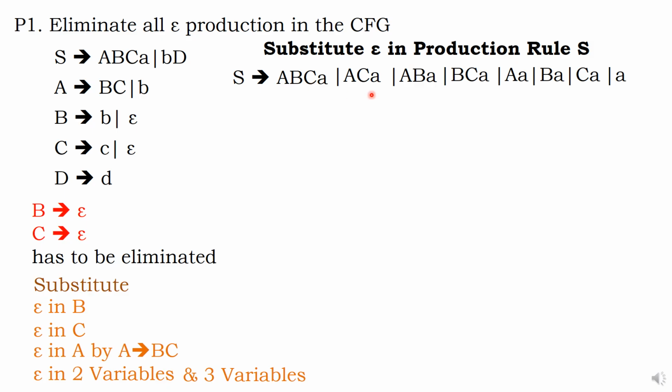One variable you substitute. Two variable you substitute. All three variable you substitute. This is your production rule. Yes. Still one more person is there. B gives D. Okay, B, D. Ready. But D is not terminated with epsilon. Leave it. Now come on.